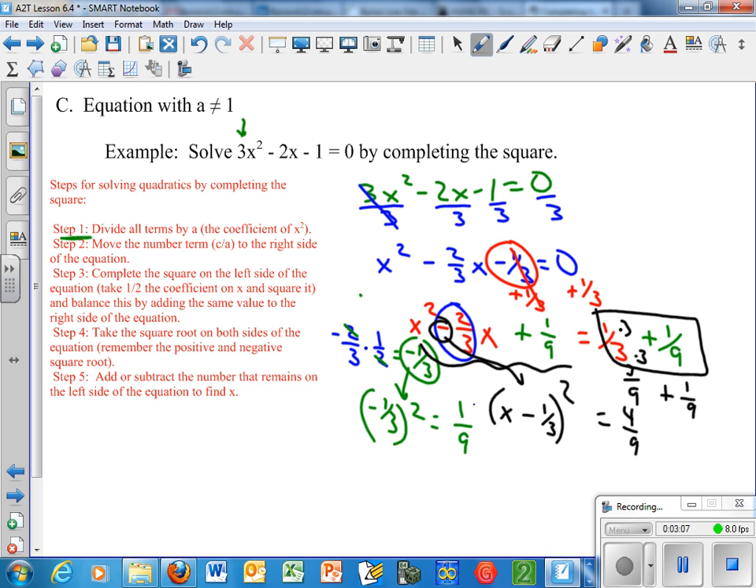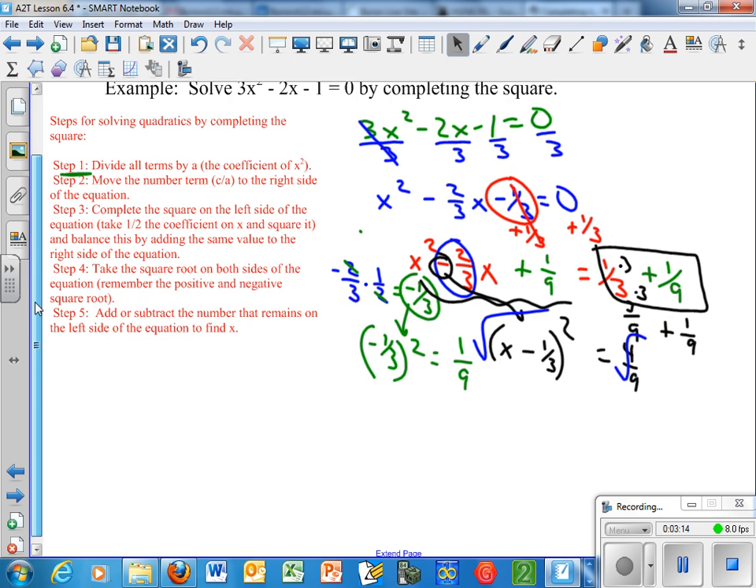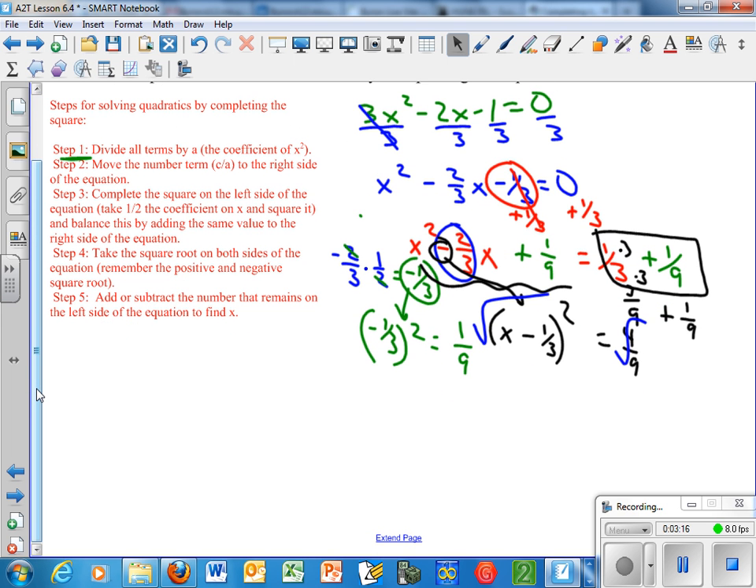Okay, take the square root of each side. So I take the square root. That leaves me with x minus 1/3 equals positive and negative. Don't forget that. The square root of 4/9, which is the square root of 4 over the square root of 9. Both of those are perfect squares, so that's 2/3. So positive and negative 2/3.